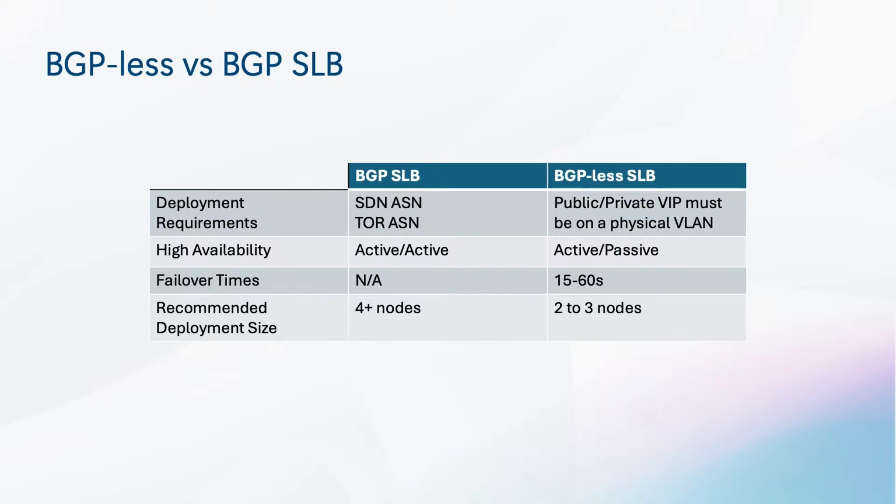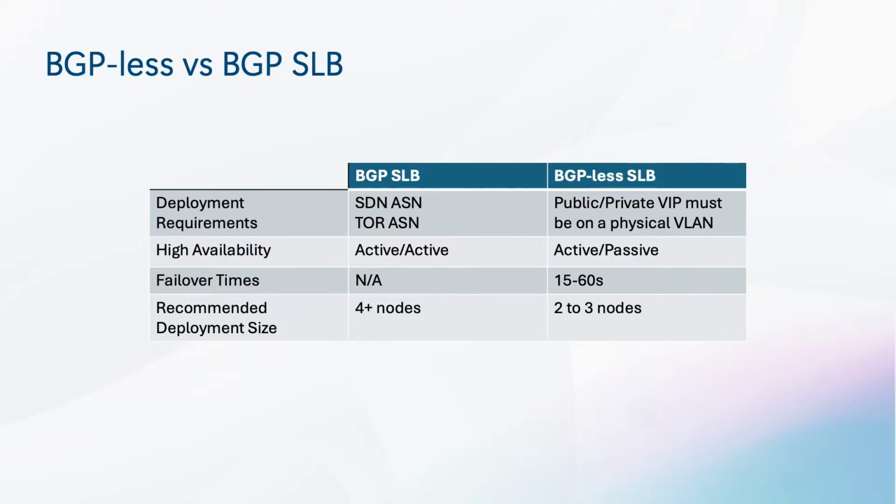With BGP-less SLB, all we require is that you configure your public and private VIP onto your network with a VLAN. With BGP SLB, we have high availability in an active-active configuration. But with BGP-less SLB, we are in an active-passive configuration. So this will require a bit of failover time, around 15 to 60 seconds or so.